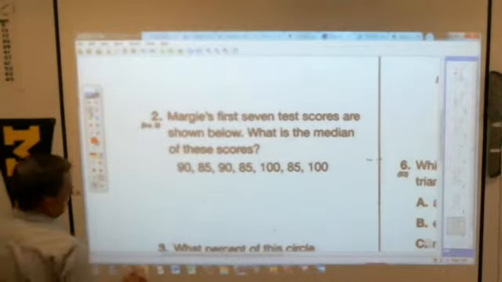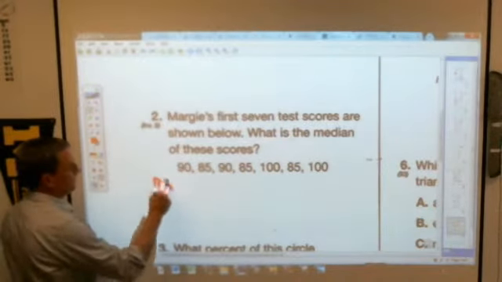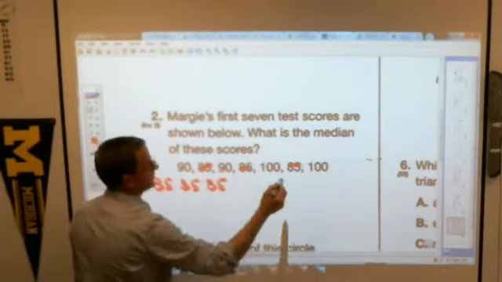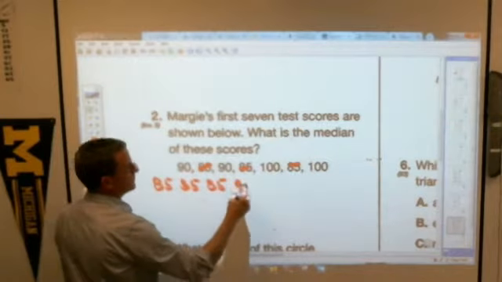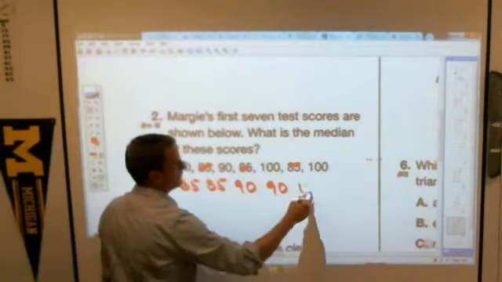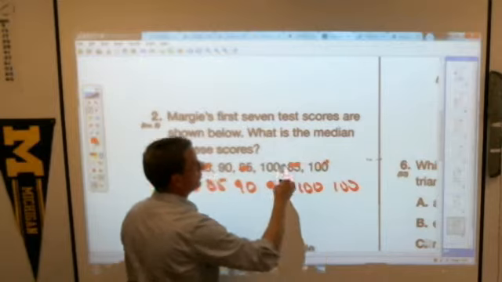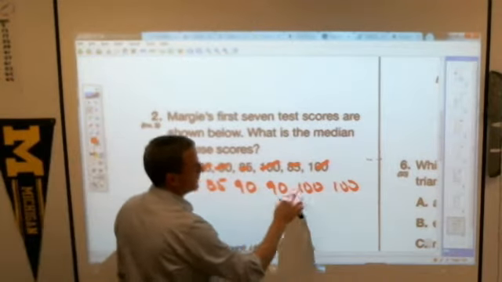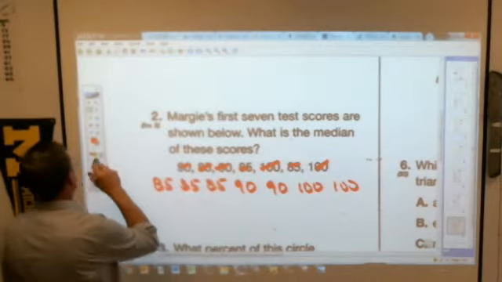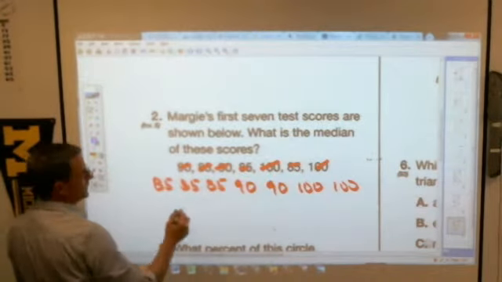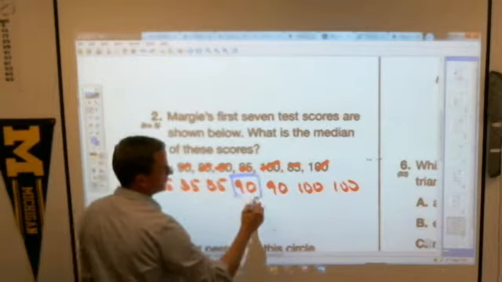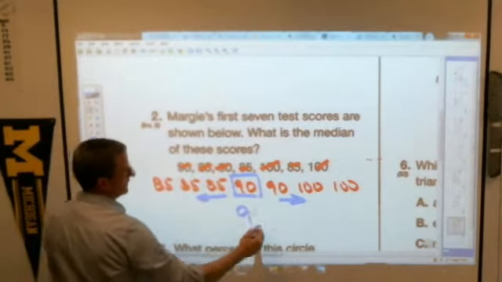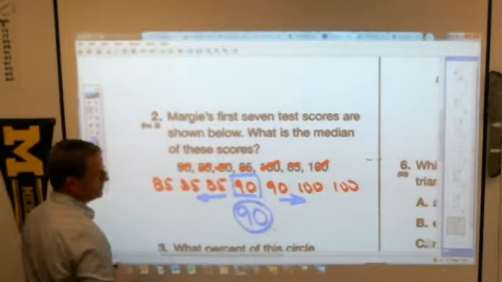From least to greatest, what do we have? Looks like we have 3 85s, right, 1, 2, and 3. 2 90s and 2 100s. How many total numbers is that? 1, 2, 3, 4, 5, 6, 7. What number is in the middle of 7? Well, lucky number 4, because there are 3 numbers on that side and 3 numbers on that side. Hence the reason the answer is 90.